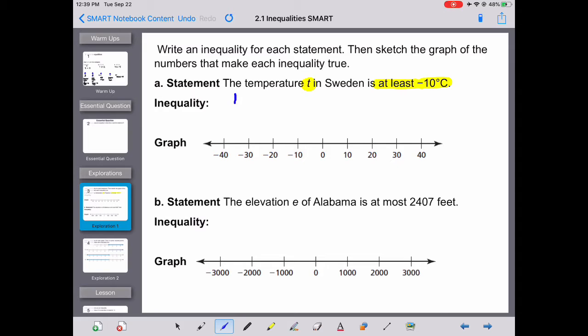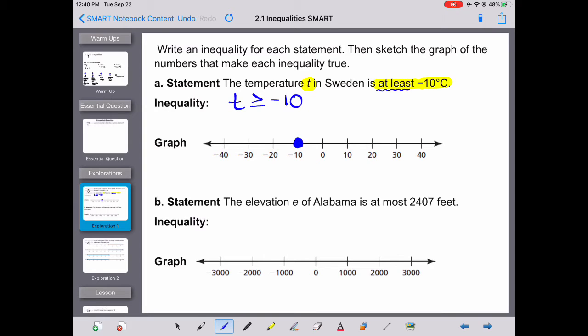So we start with the variable T, and we think of which symbol applies. So at least would be greater than, or it could be equal to negative 10. So remember, when we graph and it's less than or equal to or greater than or equal to, we use a shaded in dot on that number. And then we decide what direction.